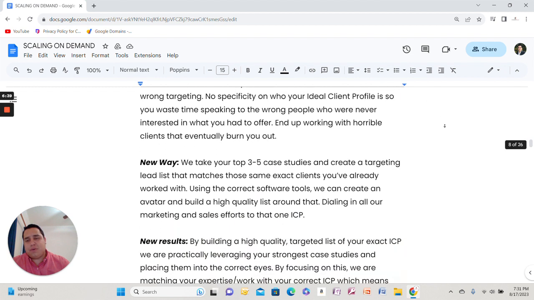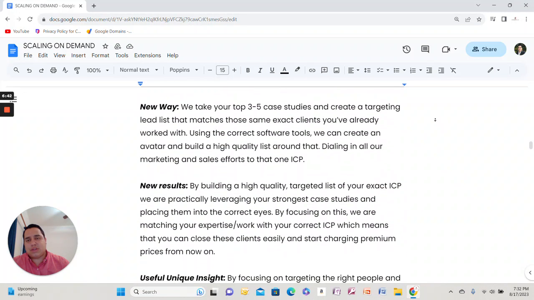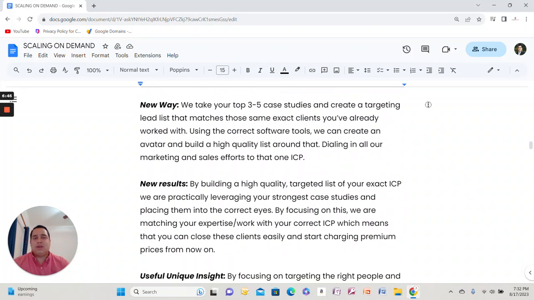The new way of doing things, and this is something that works much better, is we leverage your case studies. We take your top 3 to 5 case studies and create targeted lead lists around them, matching your exact avatar, your most profitable avatar. With the correct tools, we clone these types of clients and build high quality lead lists around that. Then we dial all these marketing and sales efforts into that one ICP. And by building this, what does it result in?